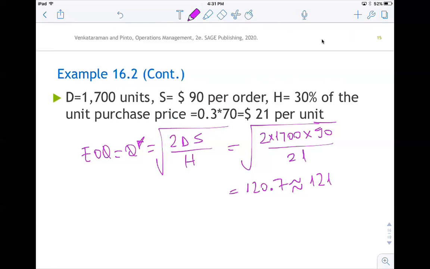It's okay to deviate from EOQ just a little bit. Like you can round this down or round this up, but you will see that while you're calculating the total cost, if you deviate from your EOQ, your ordering cost is not going to be equal to your holding cost. And I will show that in a moment later.